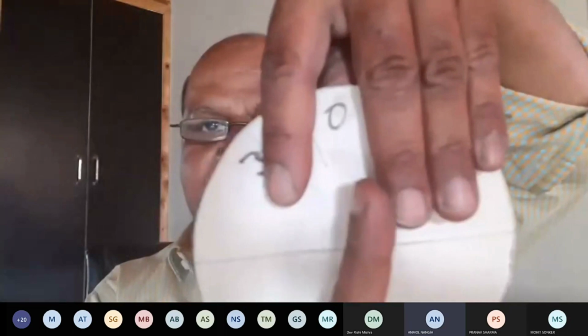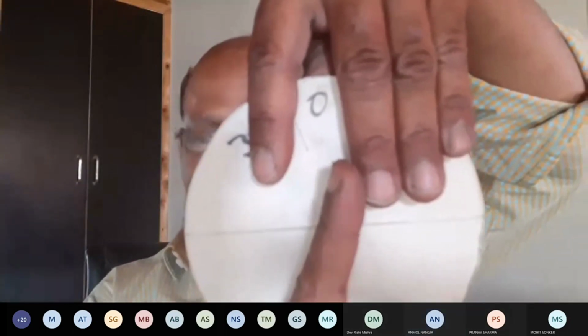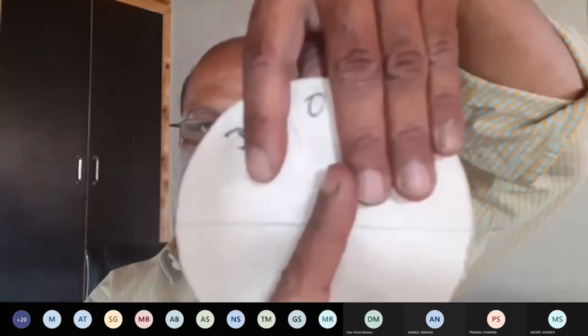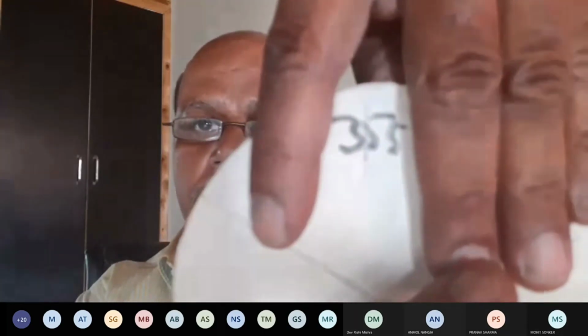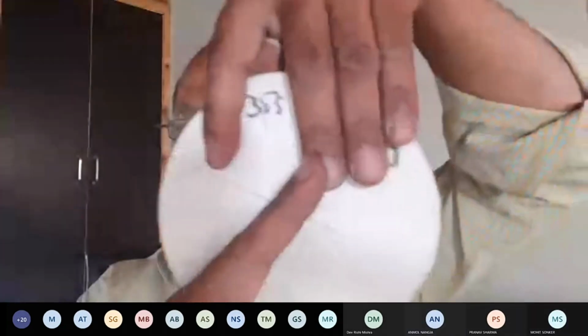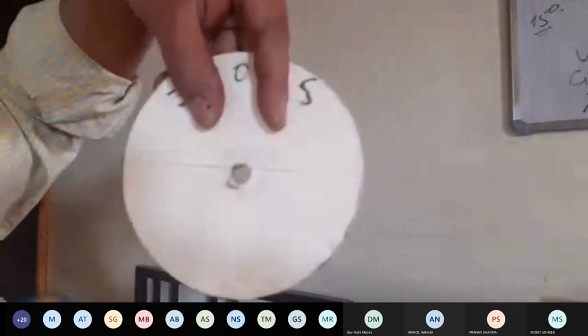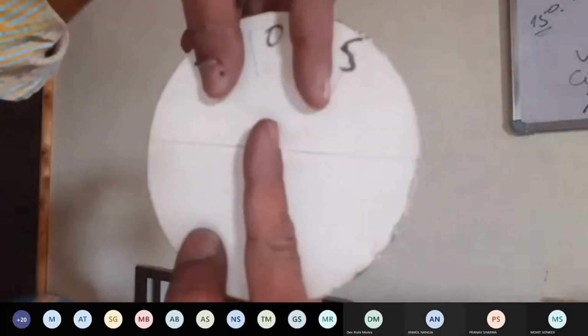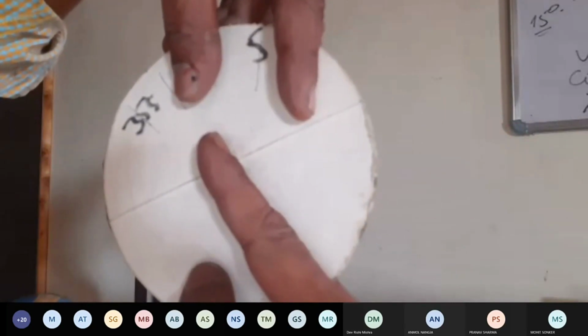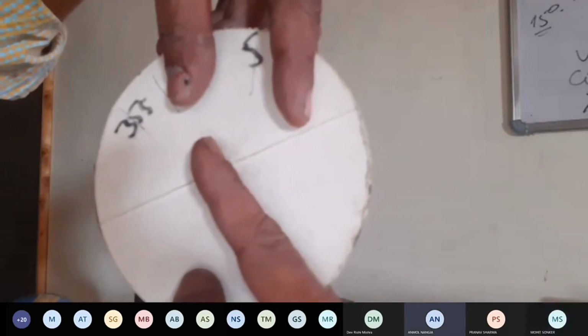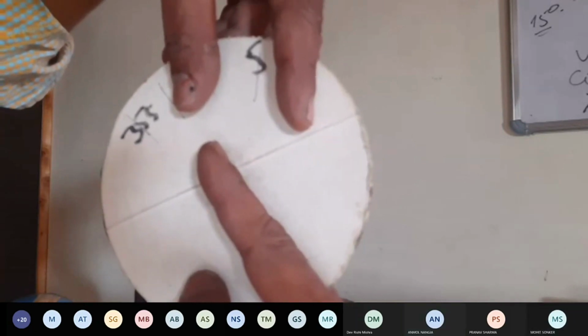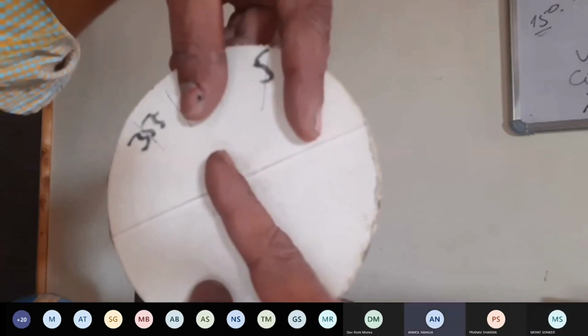If the spin axis is moving towards west, I am turning it west from my side. What are you reading now? 355. Take this. No, let's do it the other way, look from this side. You are reading 0, 0, 0, and if it is shifted to west, what are you reading now? 5. 0, 0, 5. Is it reading high? Yes sir, high.